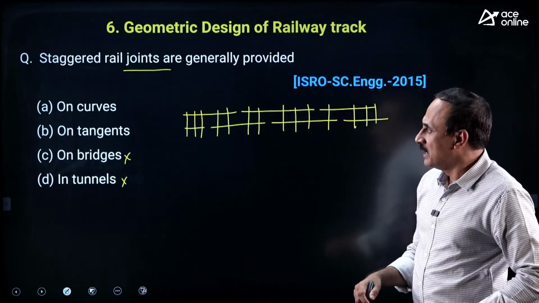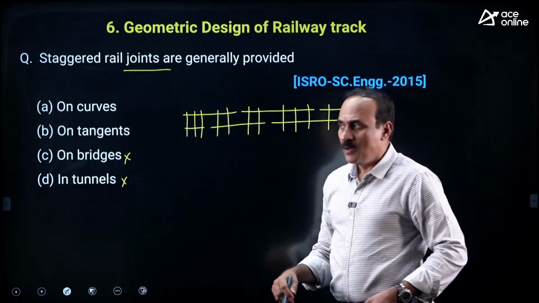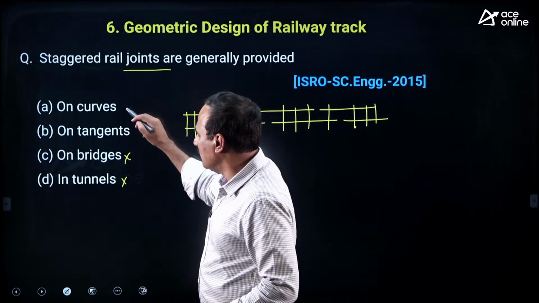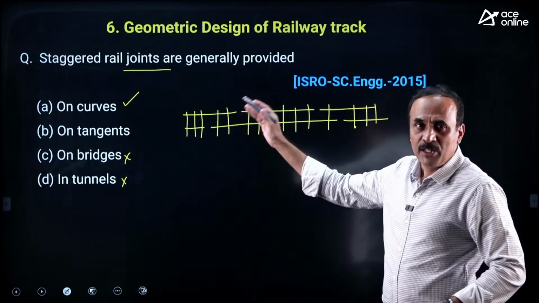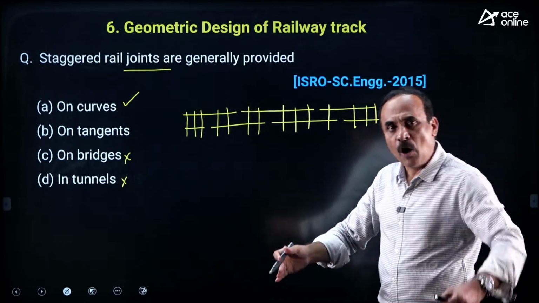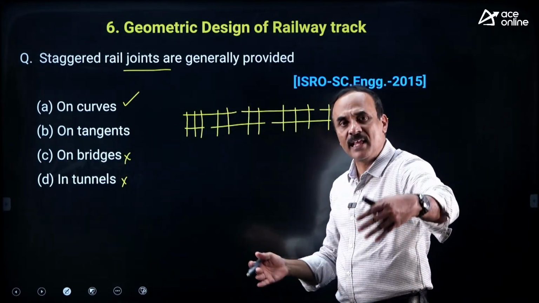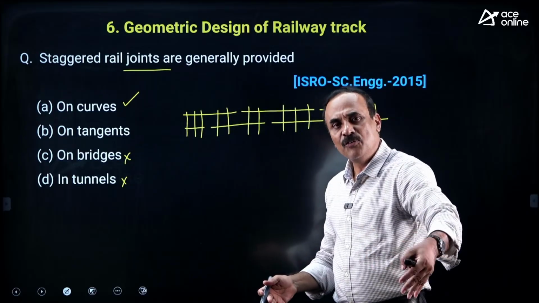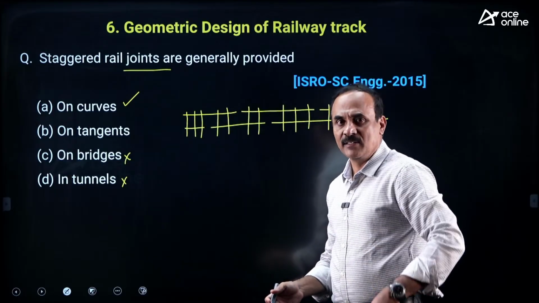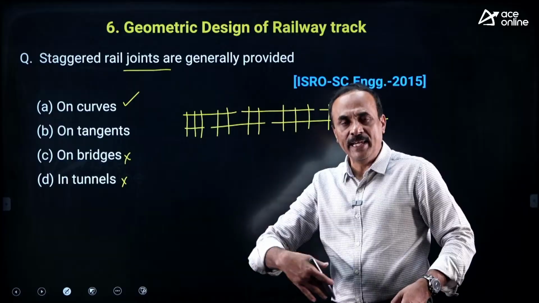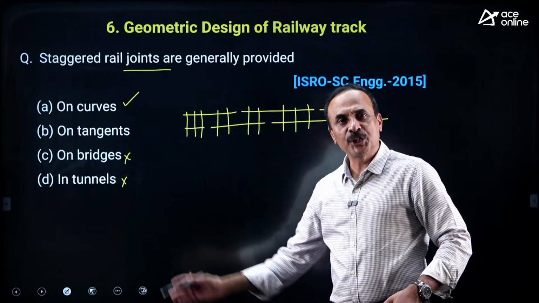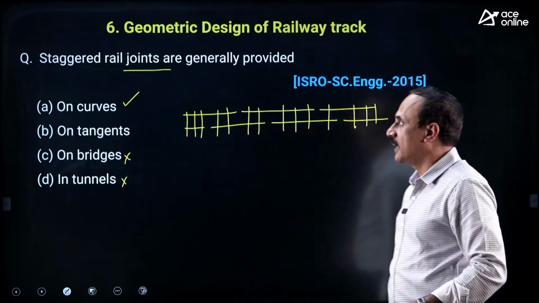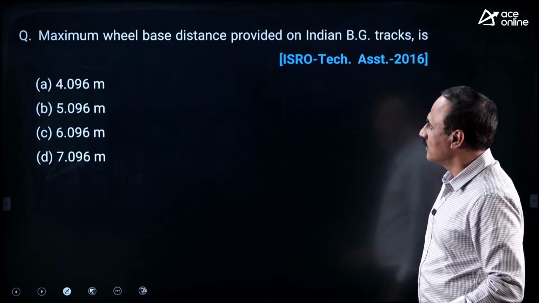parallel joints only. Generally on curves, to have stability, we provide the staggered joints, because the outer rail takes more length than the inner rail. Therefore, we need staggering. Outer rail length is more than the inner rail. Especially on sharp curves, we provide the staggered rail joints.